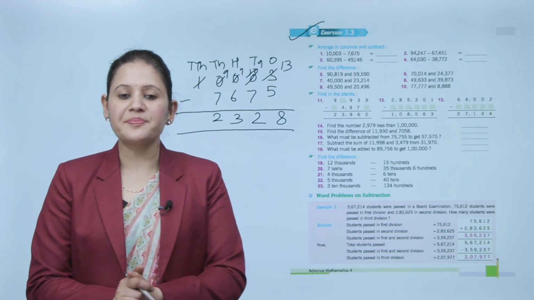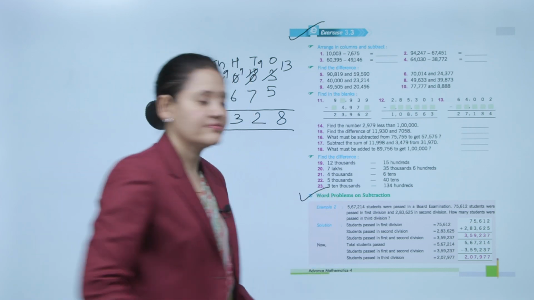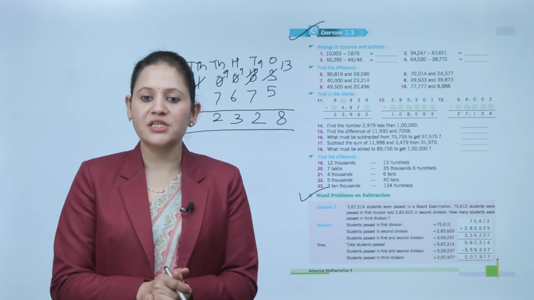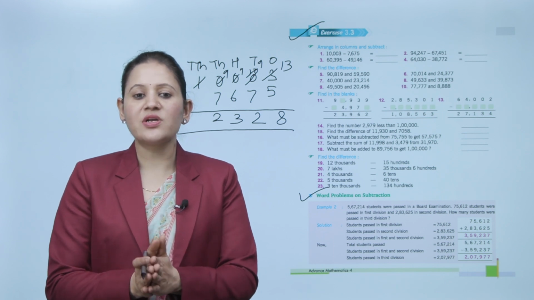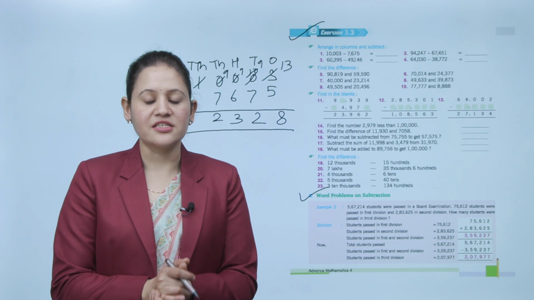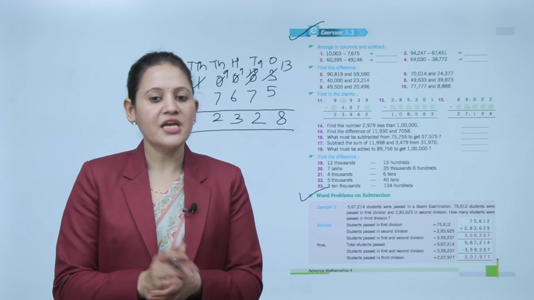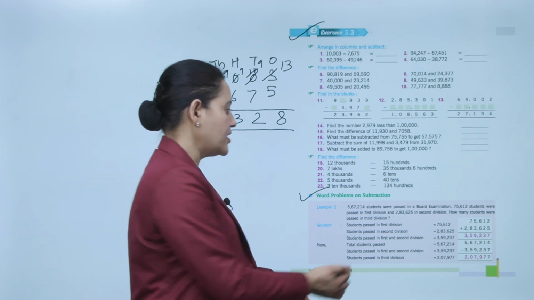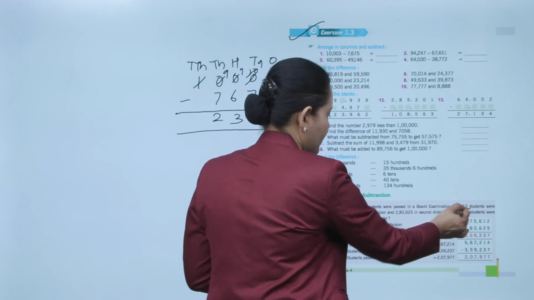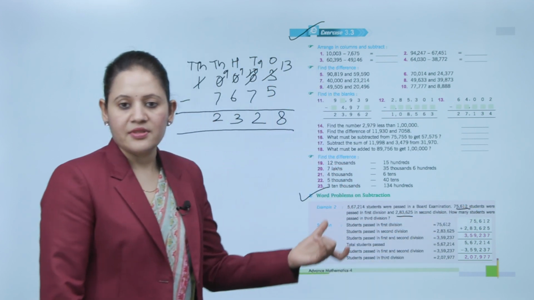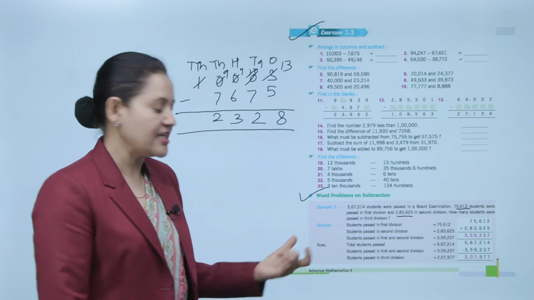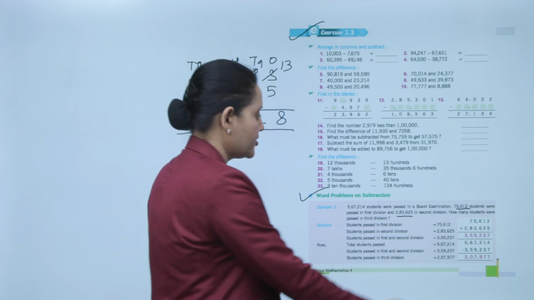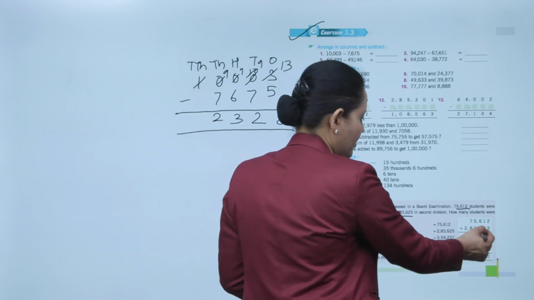Next is a word problem on subtraction. 5,67,214 students passed in the board examination. 75,612 students passed in the first division and 2,83,625 in the second division. How many students passed in the third division? So what will we do? First we'll add these two numbers, the students who passed in the first division and second division, and then we subtract that from the total number of students passed. Clear?